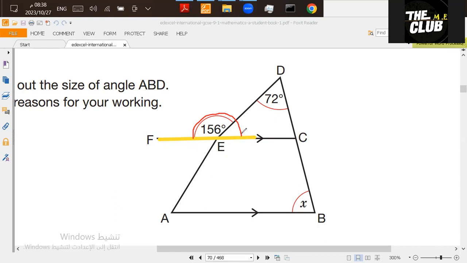Good. So 180 minus 156 and it's 24. So this one is 24. Now I have to write the reason. So I'm going to write the angles first.